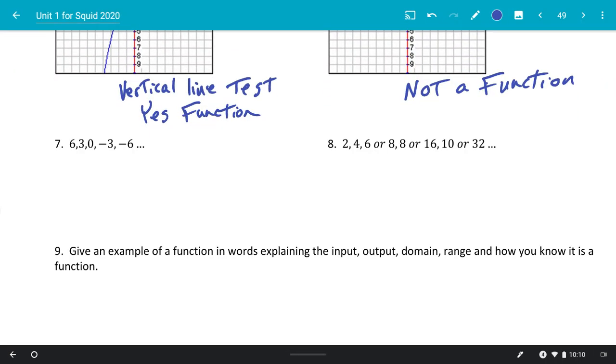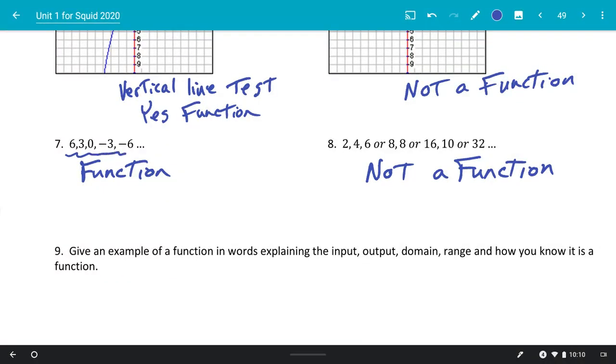Number 7, yes, this is a function. And number 8 is not a function. Well, how do I know these? Well, anytime I have a sequence, if there's no "or", like in number 7, there's no "or" in there, so it's a function. But number 8, I see an "or" there. That tells me it's not a function. It didn't ask me to tell the domain, but the domain of every function is always from 1 to infinity, and then the range is whatever you see.